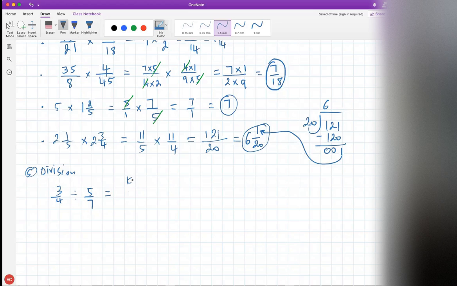So we do what we call keep, change, and flip. What it means is keep the first one the same. You want to change your division into a multiplication. You flip this one, 7/5. That's what you do. Once you turn it into a multiplication, that's it.